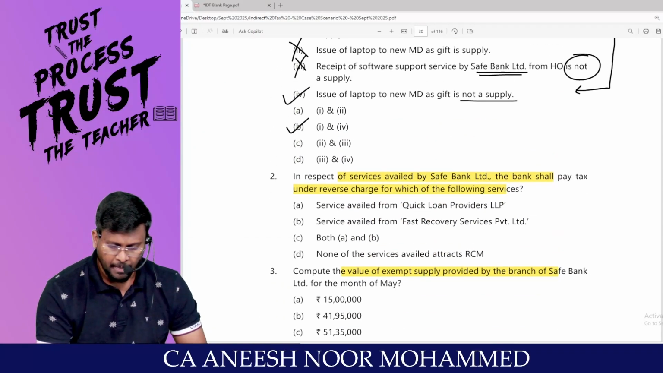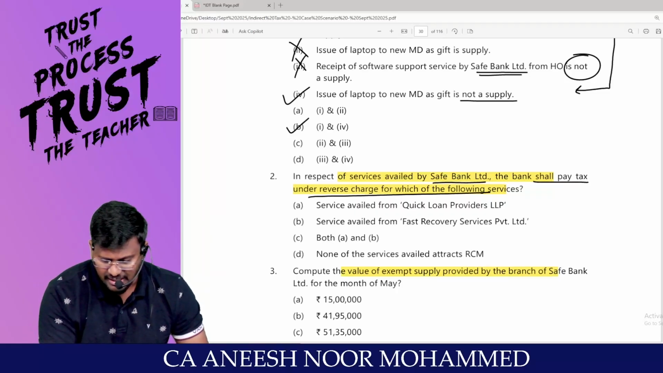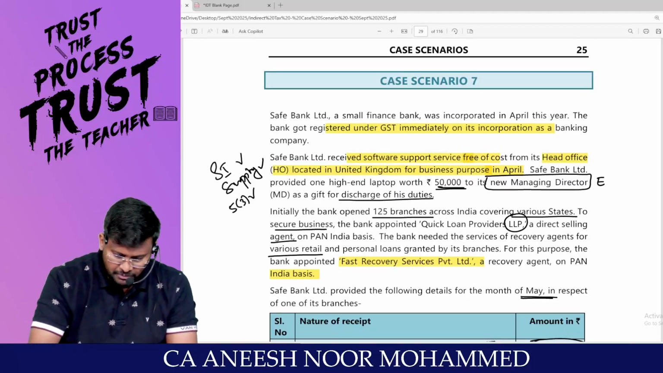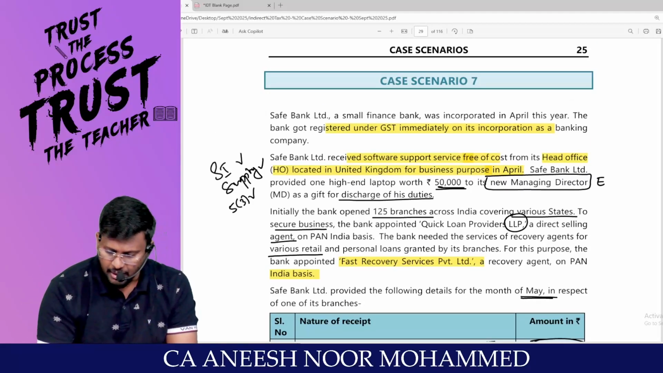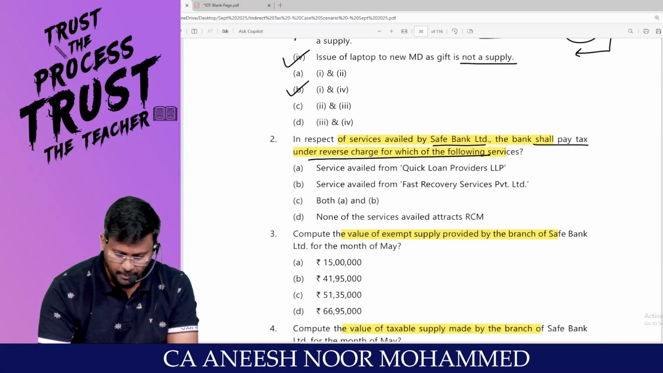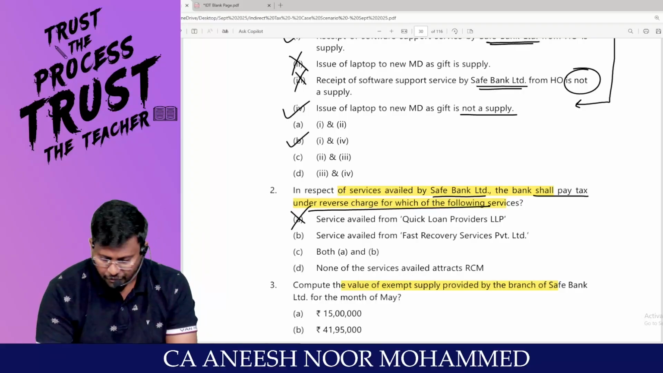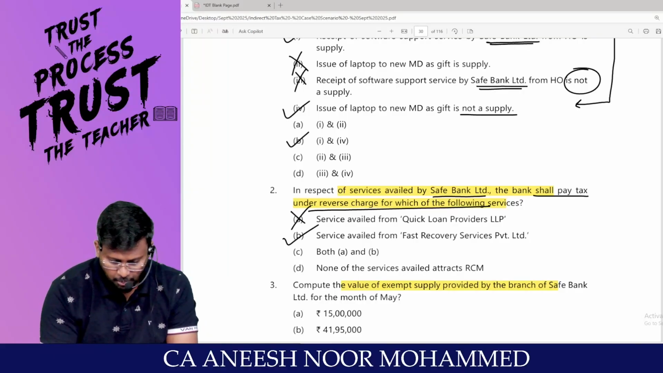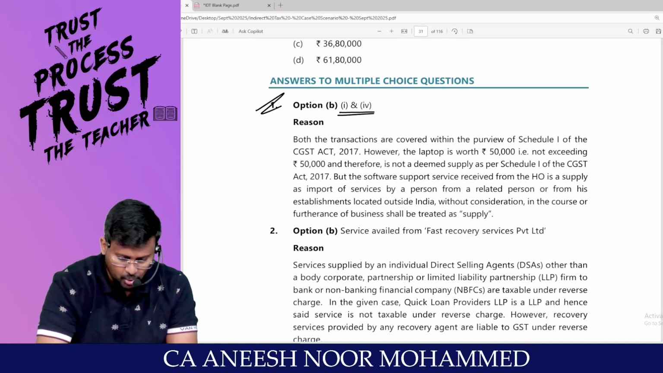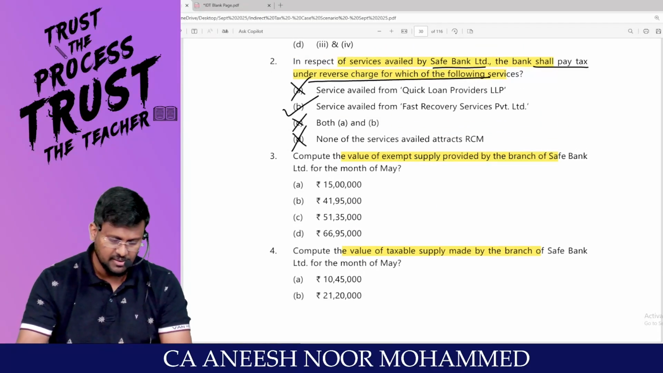I'm continuing. In respect of service availed by Safe Bank, the bank shall pay tax under reverse charge. Two people they appointed actually. Number 1, Quick Loan Providers. They are an LLP, so RCM will not be applicable. But for Fast Recovery, RCM will be applicable. Service availed from Quick Loan, RCM will not be applicable. Fast Recovery, RCM will be applicable. Both A and B will not come. None of that will come. So for the second one, option B, service availed from Fast Recovery Services, should be the right answer.